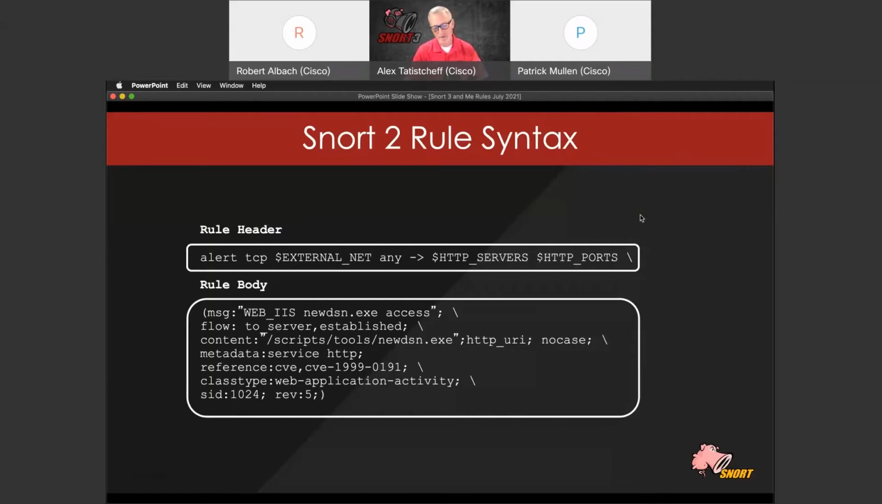And then there's a parentheses, and within the parentheses now is the rule body. And this is where things like the message, the detection keywords are located. Again, not going to go into a lot of detail there. We'll dive a lot more into the rules as we go on, but mostly Snort 3 flavors. But that's kind of a rule. It's got a header and a body, and it does some detection.